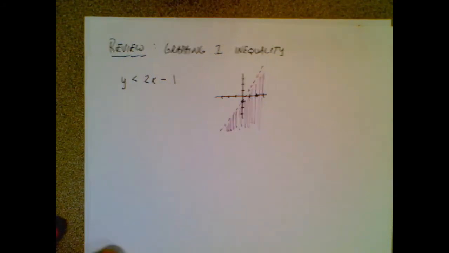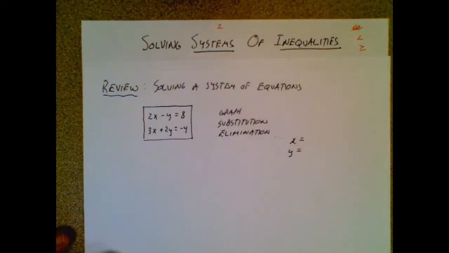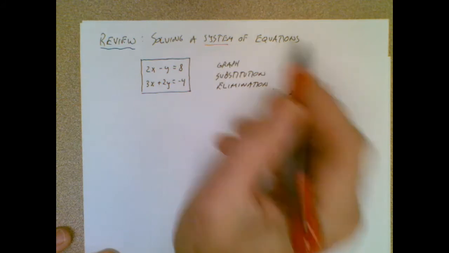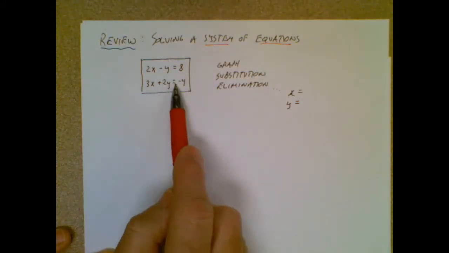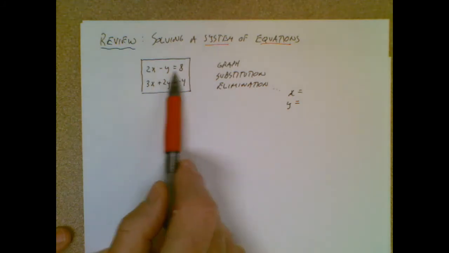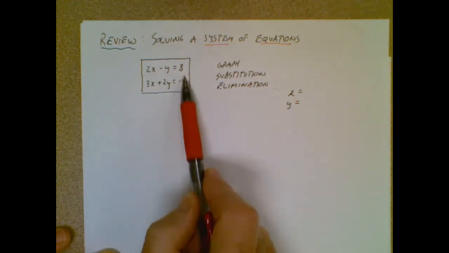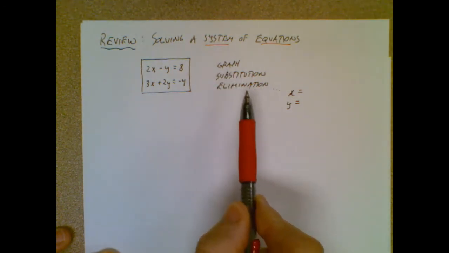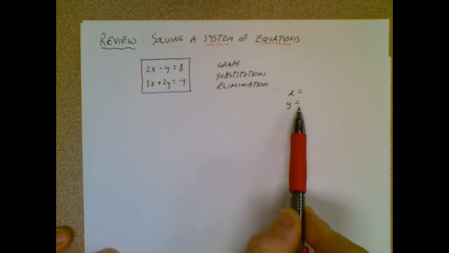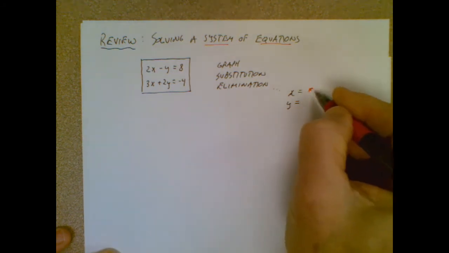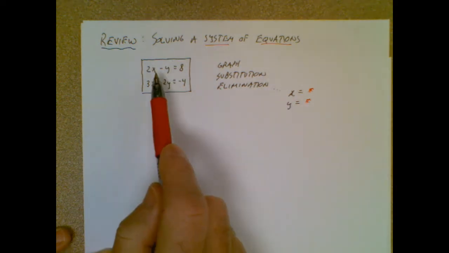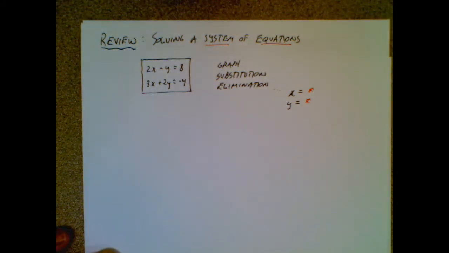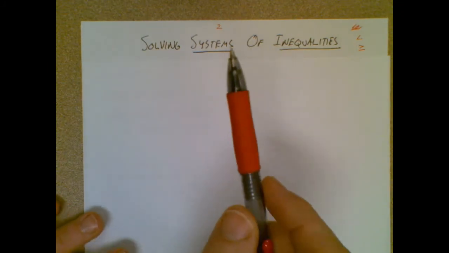That's not a system. And then to continue the review, earlier in this unit, we did solving a system of equations. Equations means you have an equal sign. System means you have more than one. And this is the type of problem where we said, you've got three choices. You can graph them and find the intersection, use substitution or elimination. But in the end, you're going to get an x equals and a y equals some number for both of those, that when you plug those numbers in, it makes this equation true and it makes this equation true. But enough with the review.